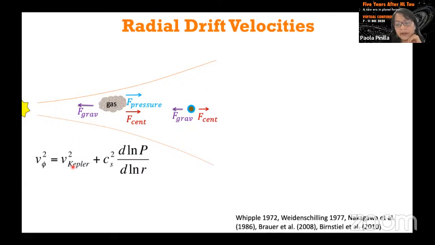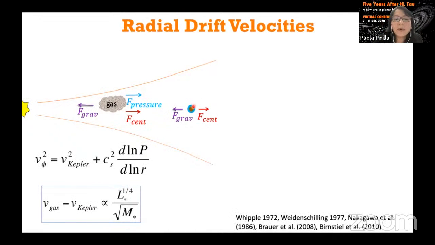While the dust doesn't feel this pressure support, and therefore tries to move Keplerian. And something that is very interesting is that the difference between the gas velocity and the Keplerian speed will give us the headwind that particles will feel, and will make the particles lose angular momentum and drift inwards. This difference is proportional to the luminosity of the star to the 1/4. This proportionality is not so important, but it is also proportional to 1 over the square root of the stellar mass. And this is very interesting because it tells us that the drift of the particles is more efficient around low mass stars. As a consequence, we expect that drift will leave a very different imprint in brown dwarf disks versus T Tauri disks, for example.